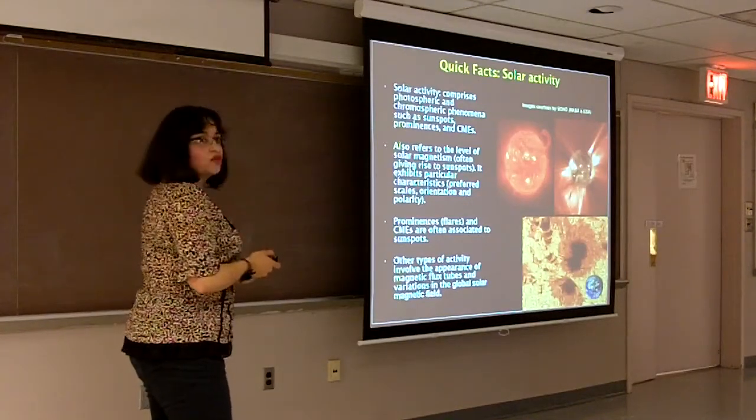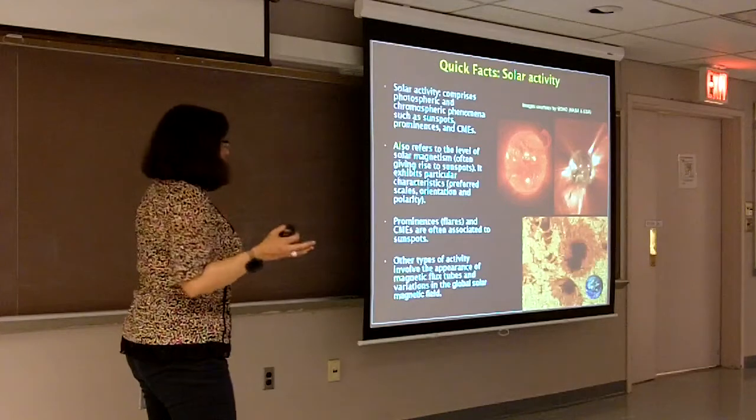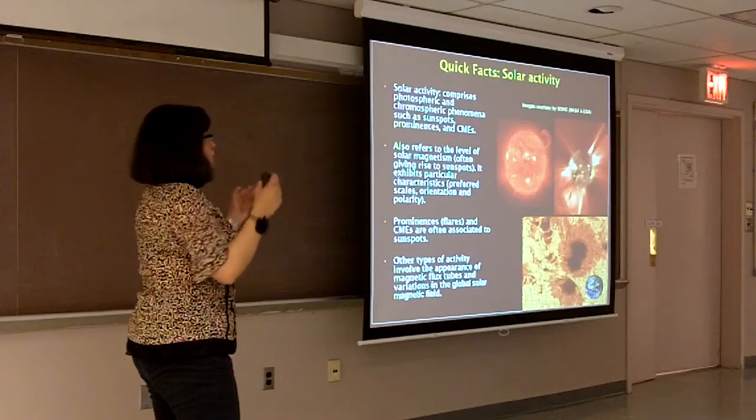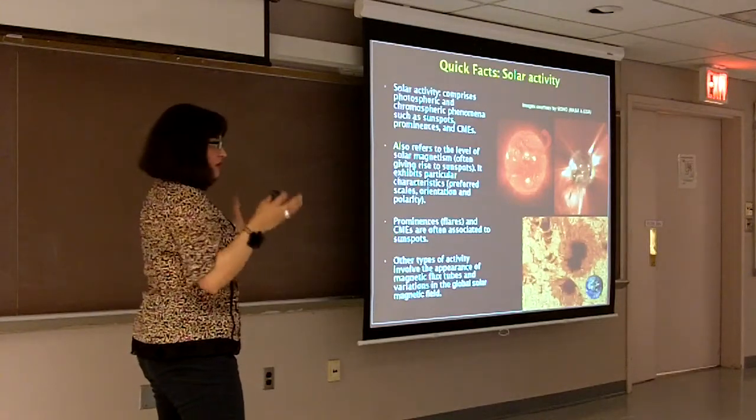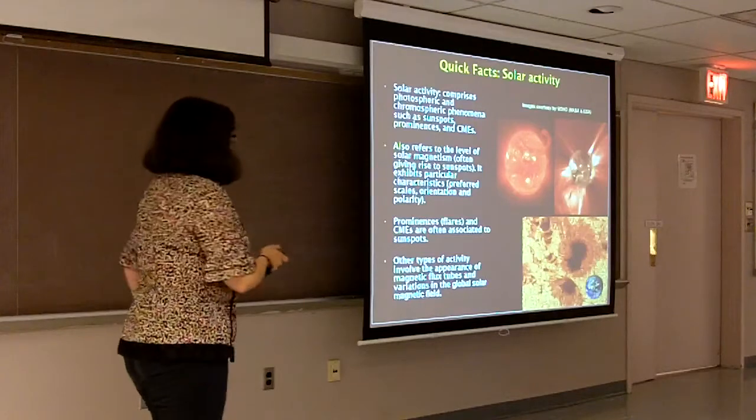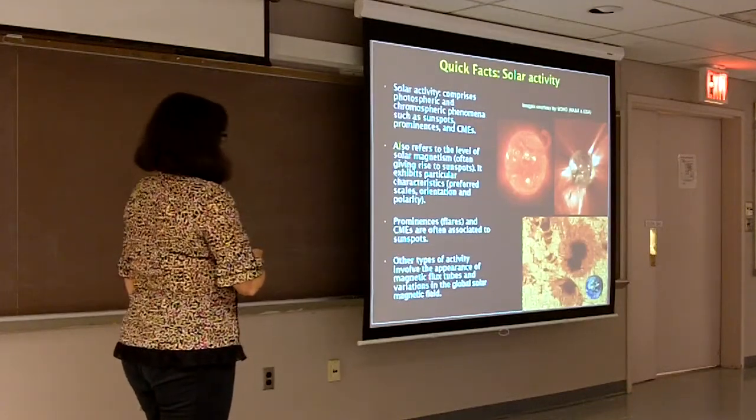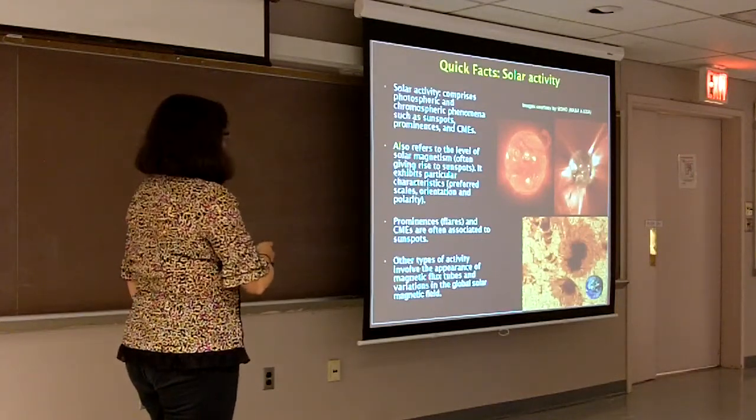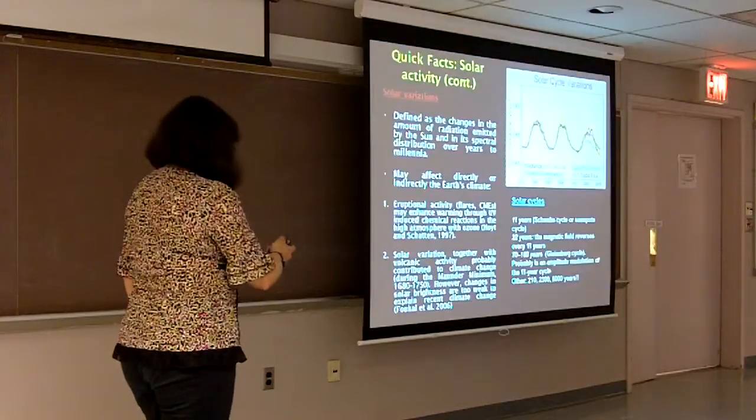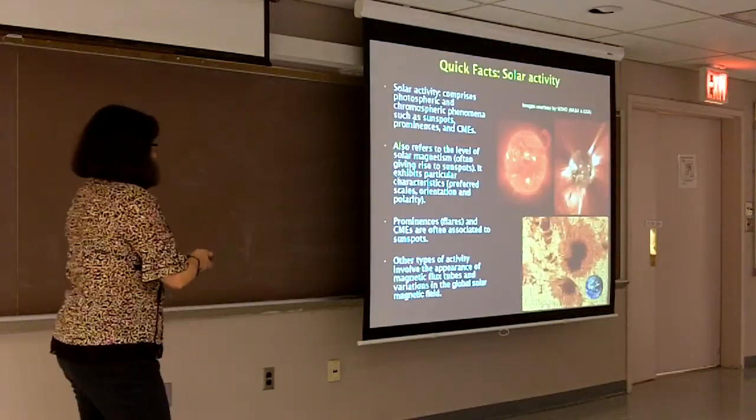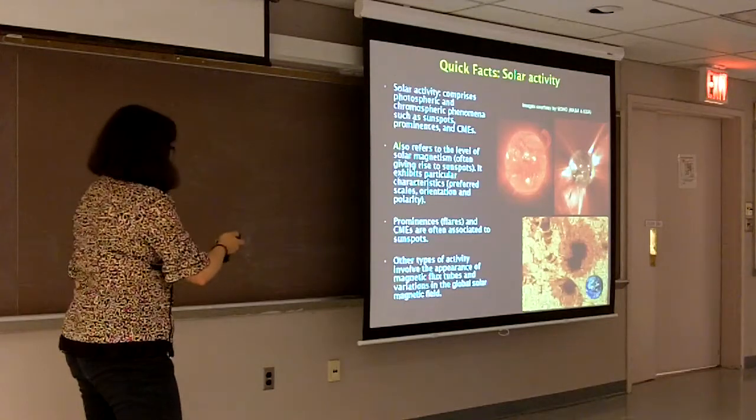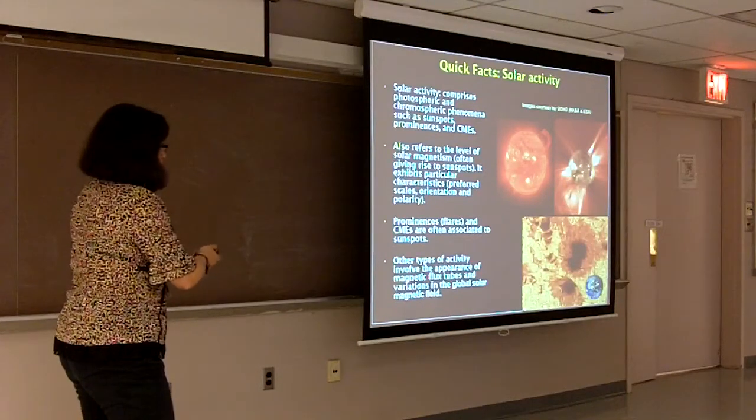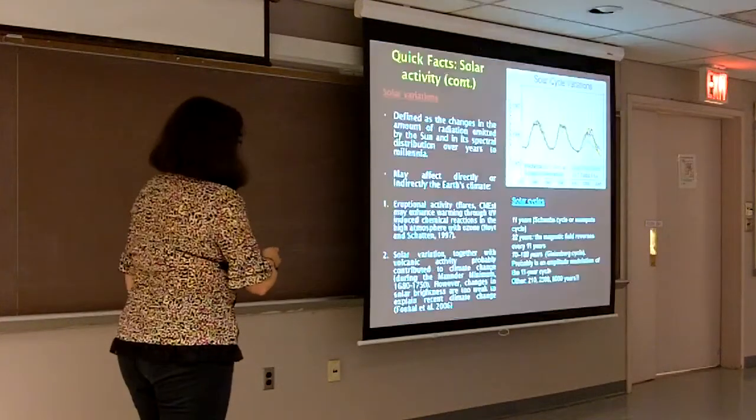But if you look at the maximum of solar activity, the magnetic field is a completely complex structure because you can find the bipolar magnetic field, and you also have other components that make the solar field very hard to study. Besides the magnetic field, as I told you before, the prominence, also called the flares, and the CMEs are often associated to sunspots. And other types of activity involve the appearance of magnetic field tubes, like here. And in general, it involves variations in the global magnetic field.